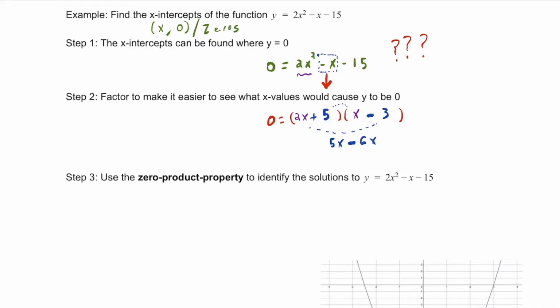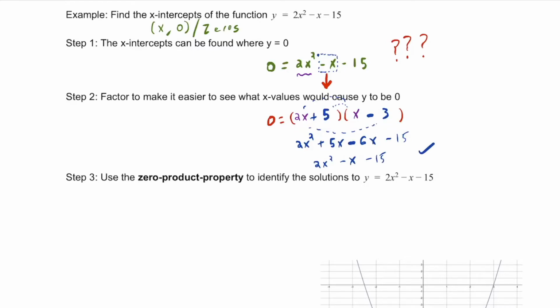And so just to check, I'll go ahead and do all of the multiplications here. 2x times x is 2x squared, 5 times x is plus 5x, 2x times negative 3 is negative 6x, and 5 times negative 3 is negative 15. So we'd put all these together and we'd have 2x squared minus x minus 15. So check. This is our correct factorization.